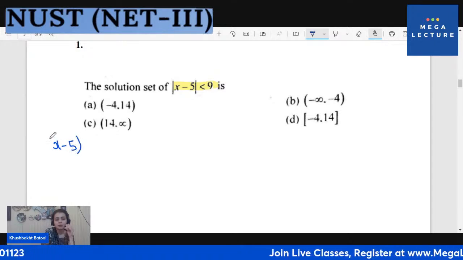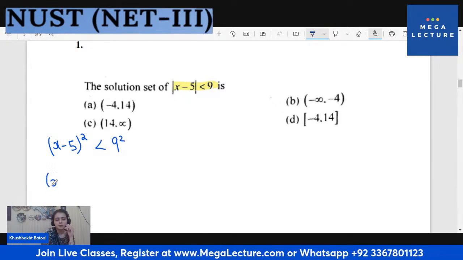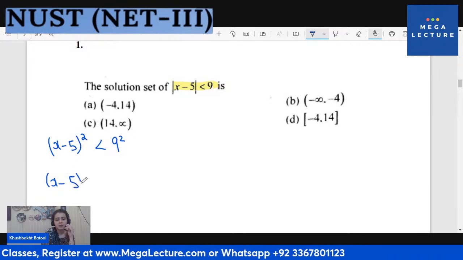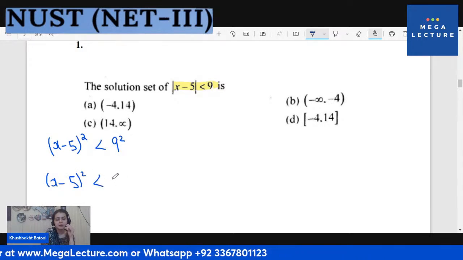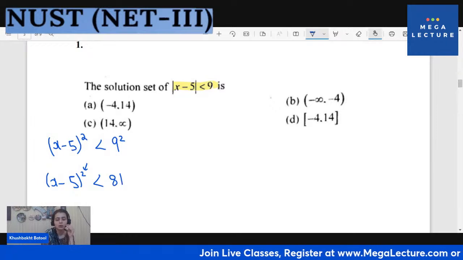I'll be squaring both sides, and this would give me (x - 5)² < 81. Now I can just get rid of the square here by taking the square root on both sides. So what am I going to get?